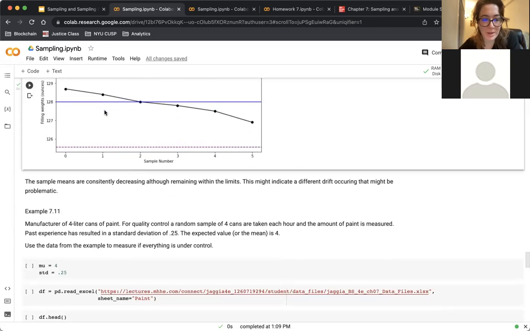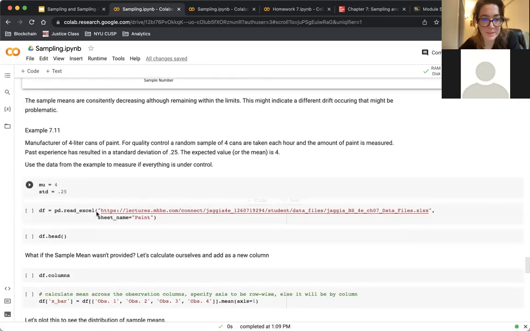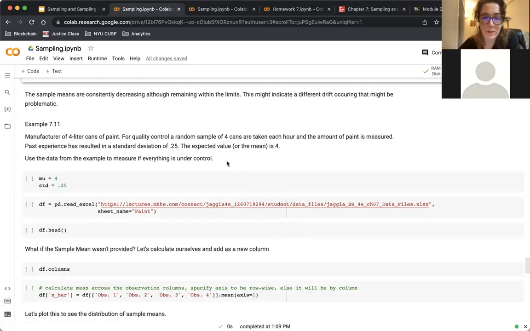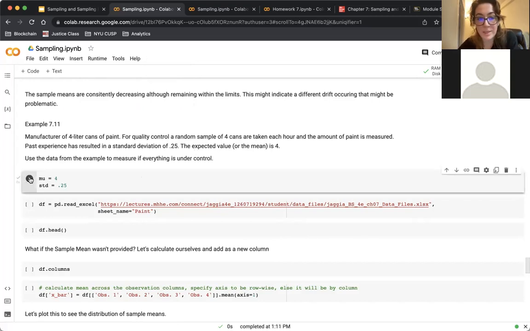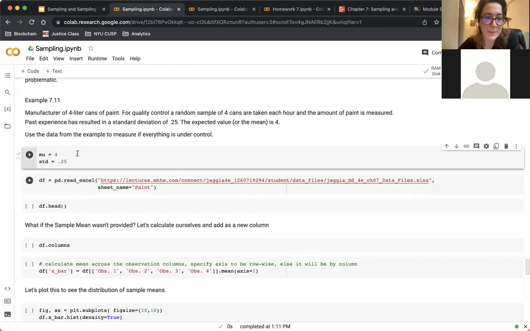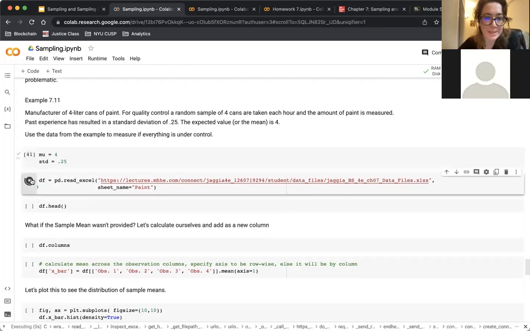So let me just do one other example, and this will be similar to the homework for this chapter, where you have a manufacturer producing paint liter cans, taking a random sample of 4 every hour and measuring that, where we have our mean and standard deviation. In the homework, you'll just need to know from the text what exactly the mean and standard deviation are. Sometimes it'll call it the expected value, but we should know that that means the mean. I'm going to read in a data set from the textbook.